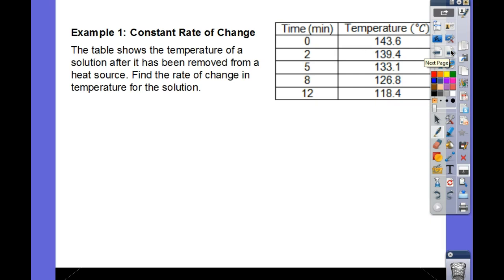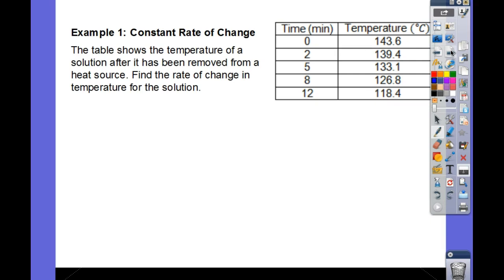So example 1, a constant rate of change. The table shows the temperature of a solution after it's been removed from a heat source. Find the rate of change in temperature for the solution. So again, after 2 minutes, it appears to have cooled down from 143.6 to 139.4. After 5 minutes, it cooled to 133.1.